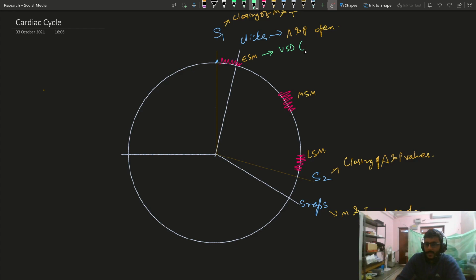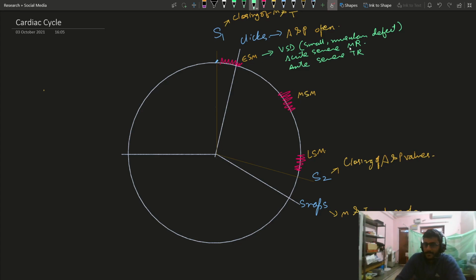If it is a small muscular defect, or it could be acute severe MR, mitral regurgitation, or acute severe tricuspid regurgitation. So imagine the moment the heart starts contracting, if there is a ventricular septal defect, the blood will leak right at the very beginning across the septum. So that will cause an early systolic murmur.